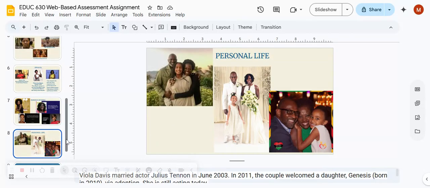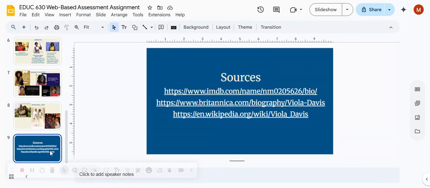Lastly, you will be required to have a slide that contains at least 3 sources that you use to gather your information. This should be your very last slide.